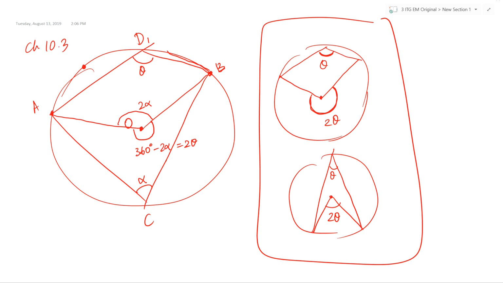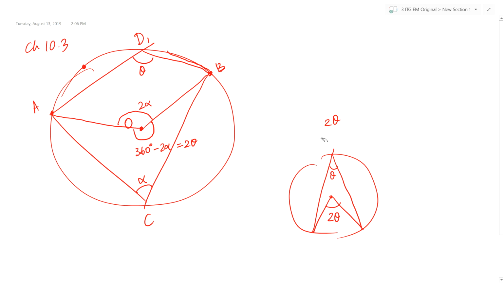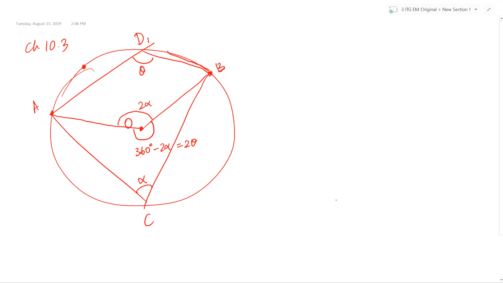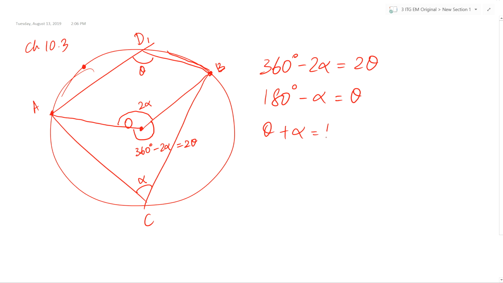So we say that this is 360 minus 2 alpha because angles at a point. At the same time, it is also equal to 2 theta, right? So what's the relationship between theta and alpha? Is there a relationship between theta and alpha? Yes. What is the relationship now? 360 minus 2 alpha equals 2 theta, right? Divide by 2. 180 degrees minus alpha equals theta. What else? Then theta plus alpha equals 180. Magic.